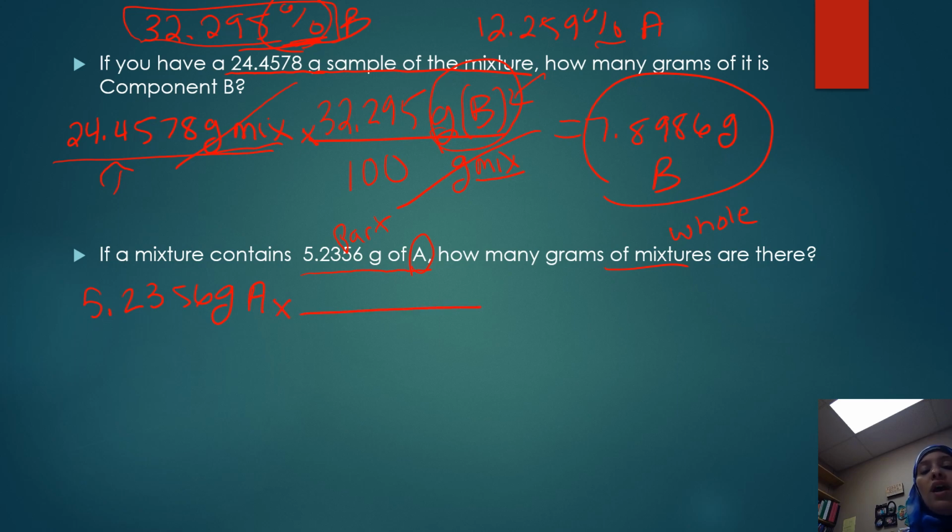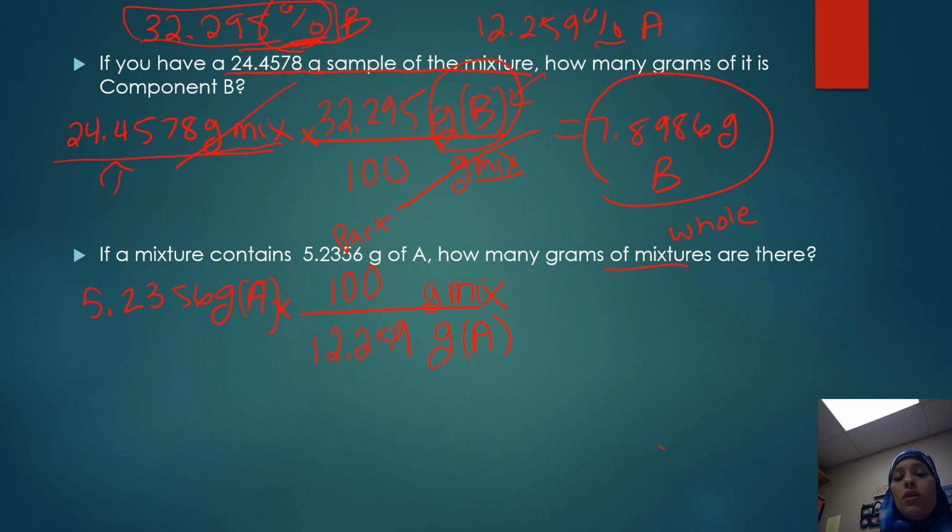So when you have grams of A on the top, we're going to put grams of component A on the bottom, and we're going to put grams of mixture on the top, because that's what we're trying to solve for. Now guys, who gets the 100 always in percentage conversions? It's going to be the whole. So in this case, I'm going to put the 100 here on the top, because for every 100-gram mixture, I have 12.259 grams of A, component A.